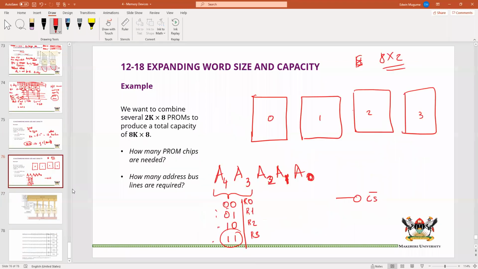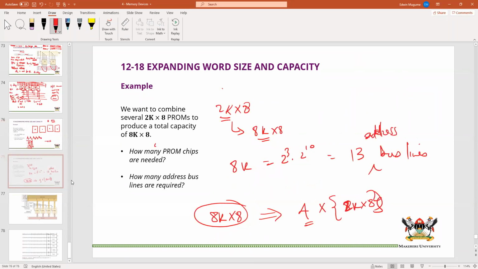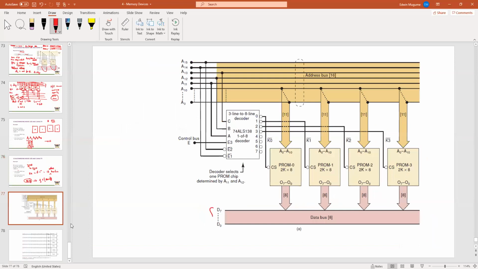So we know that our bus will now be 8. That's why you see 8 data lines there. It is output. I think this is a PROM. The question says programmable read-only memory, so that's why it has only outputs. Each of these we have said is 2K by 8. So 2K is 2 and 2 to the power 10, which is 2 to the power 11. So my original address for each would be A10 to A0.